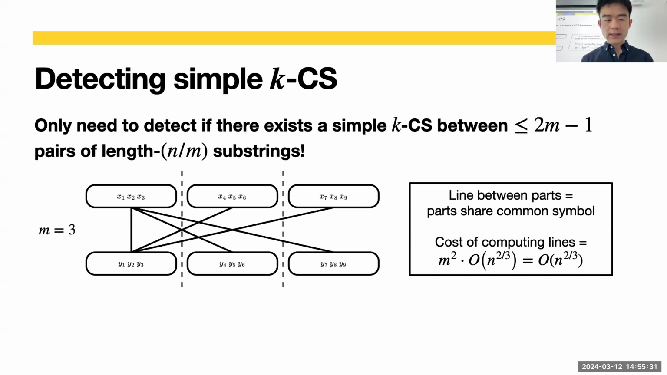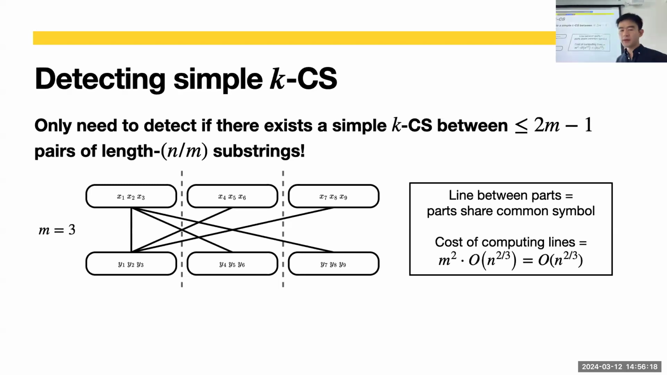Okay, so a priori, we might expect that we need to solve m squared instances of the KCS problem. But the observation is that we only need to solve a linear in m number of instances of KCS. More precisely, 2m-1 instances of KCS. So let's see why. Suppose we first draw lines between parts that share a common symbol. The cost of computing whether a line exists between a single pair of parts is order n to the 2/3 using Ambainis's algorithm for element distinctness. Therefore, the cost of drawing all m squared of these lines is m squared times order n to the 2/3, which is order n to the 2/3 because m will, as we'll see later, be set to a constant.